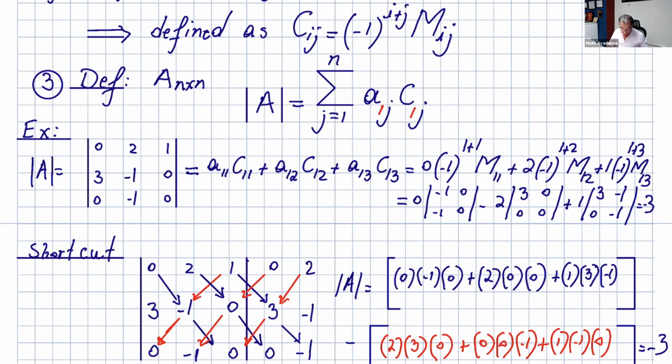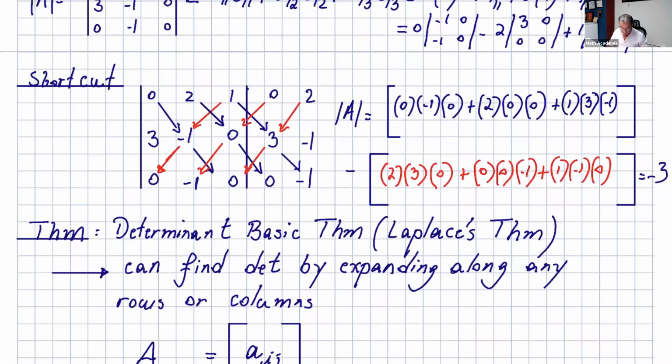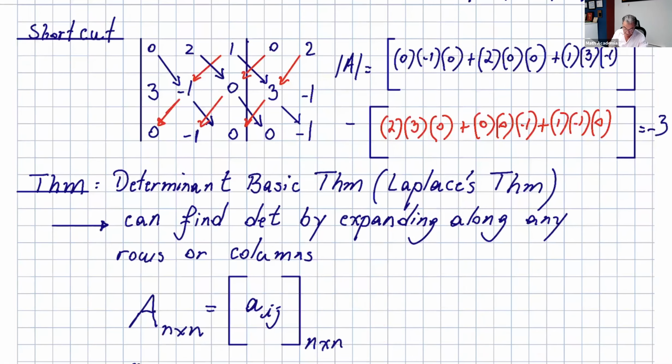Now, when you have a 3 by 3 matrix, there's a shortcut to find the determinant. So the first thing you do, you write the first 2 columns next to your determinant, which are these columns. Then you can put these arrows. I put the blue ones, and of course you have the red ones. And the way you find the determinant is you take the sum of the products of the blue arrows and minus the sum of the products of the red arrows.